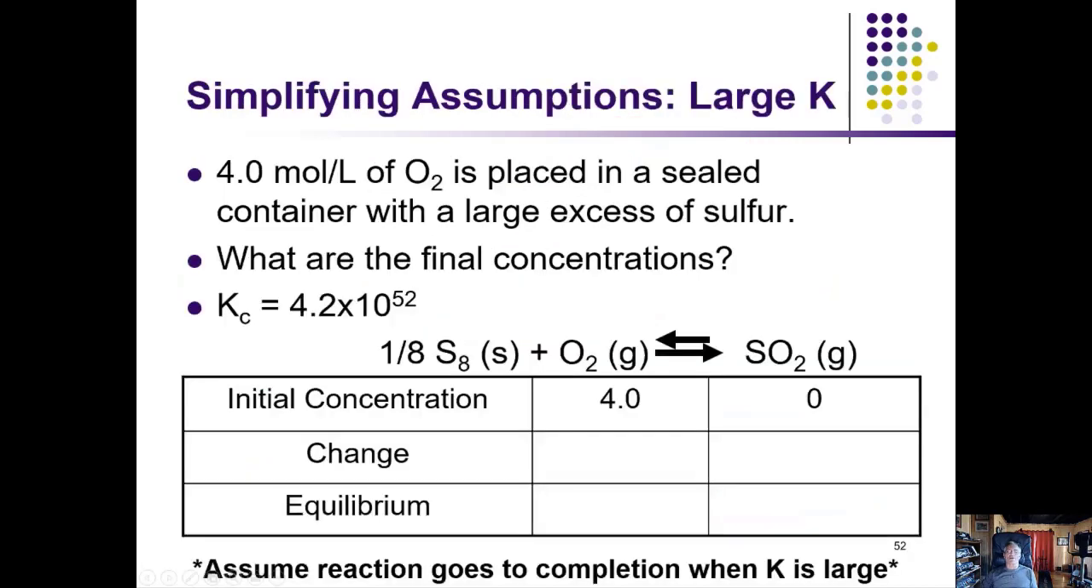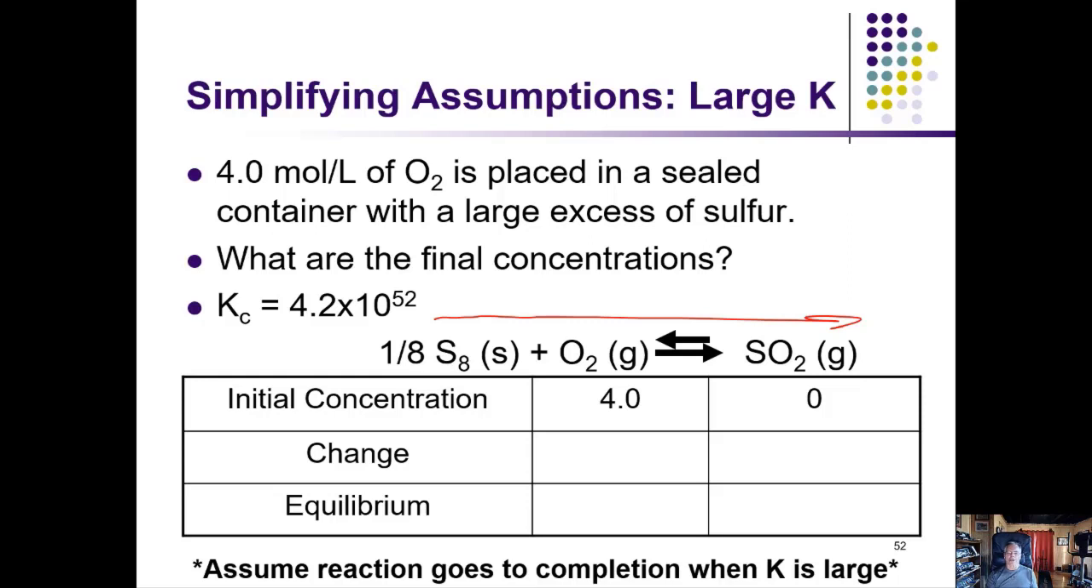What about a simplifying assumption when you have a really large K? So here is arguably an enormous equilibrium constant, 10 to the 52. What this is telling you is that this reaction is going to go all the way to products effectively. There may be some of your reactant concentration left, but it'll be so small that it's probably undetectable. So this is a huge K going all the way to the right. Some of them may not be that large, but this one certainly is.